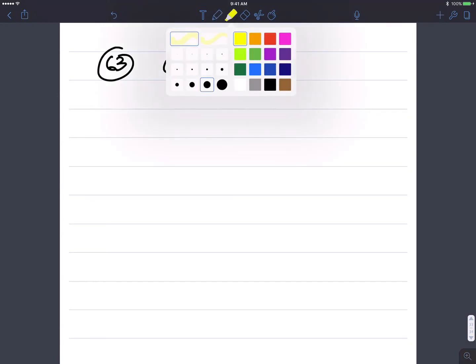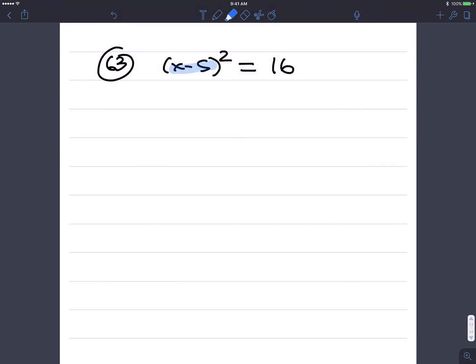Let's use this principle. And notice we have number 63. Let's see how 63 goes. We have x minus 5 in parentheses squared is positive 16. So notice in my triangle now again, I have this x minus 5. So, by the square root principle, that x minus 5 will be plus or minus the square root of 16.